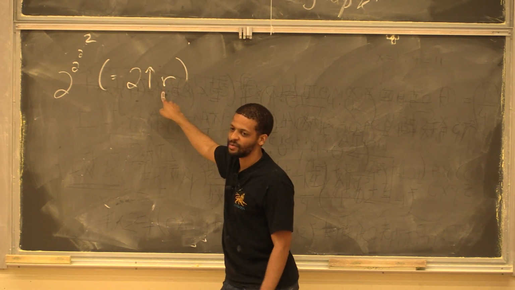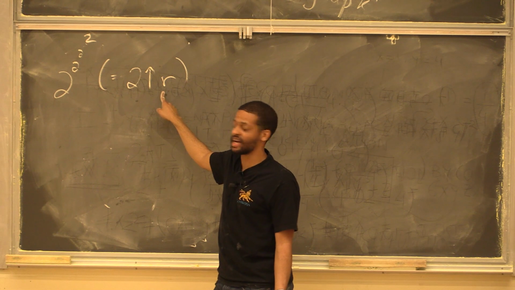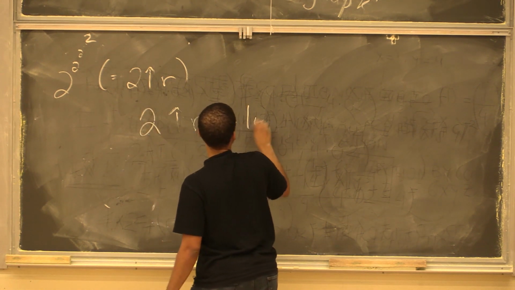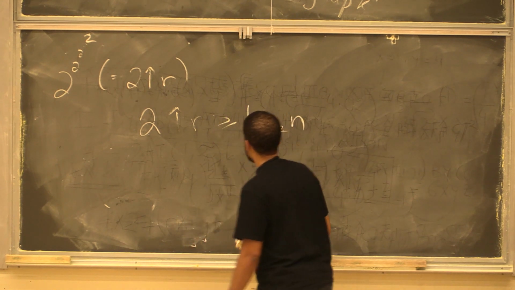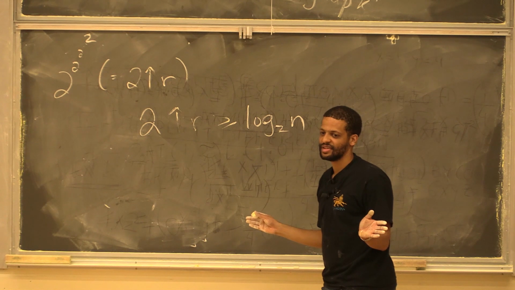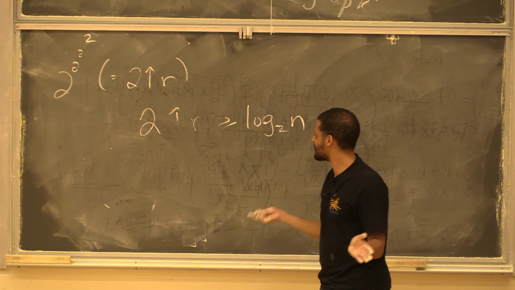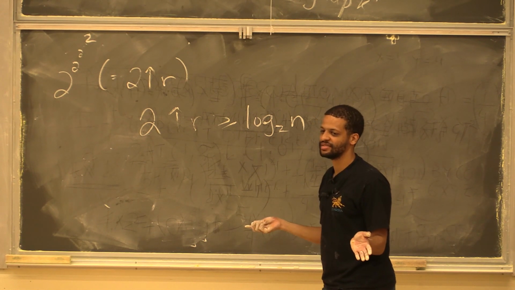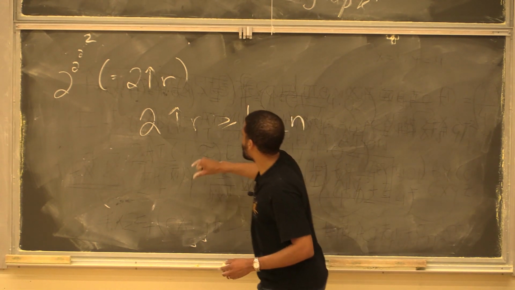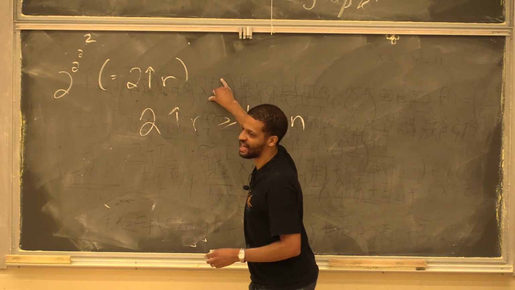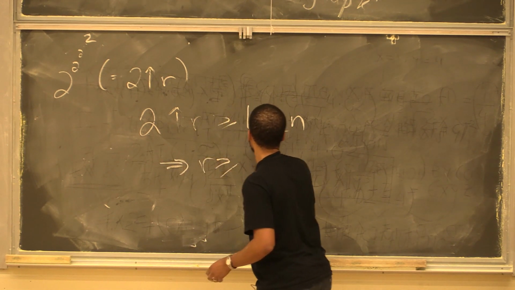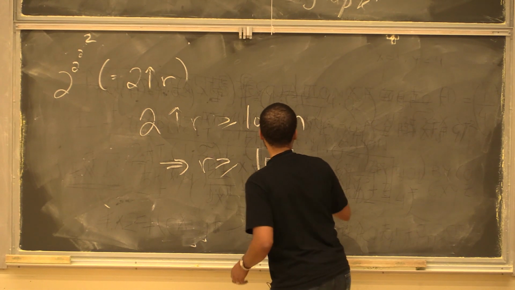I'm done when this thing is at least log n. 2 up arrow r is bigger than or equal to log base 2 of n. If that happens, then that's the last group. But that's exactly the definition of log star, right? So I'm saying, how many times do I have to take 2 to the 2 to the 2 to the 2 to get log n? This is exactly r being log star of log n.